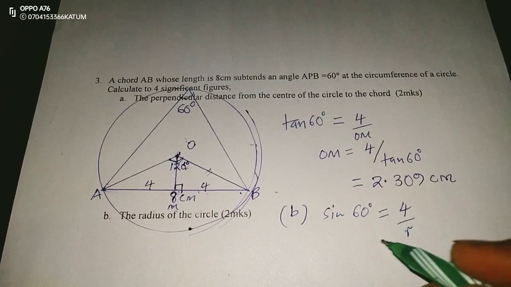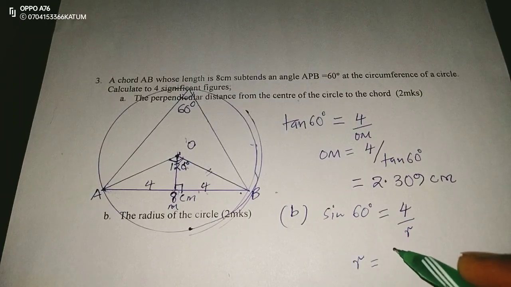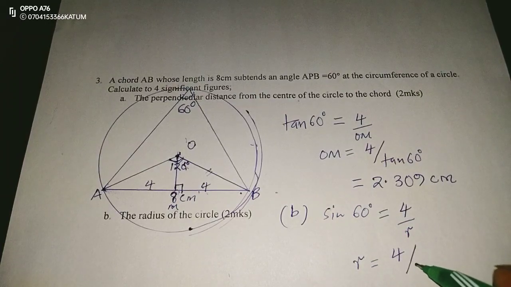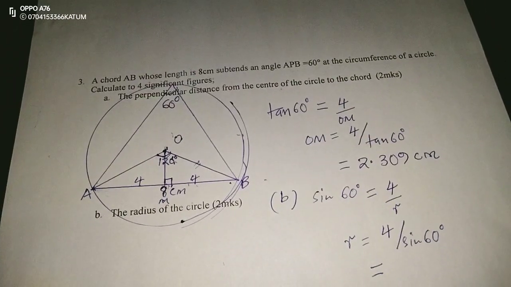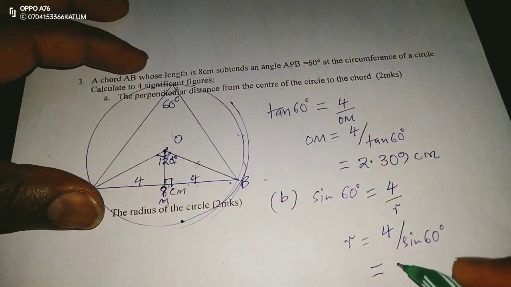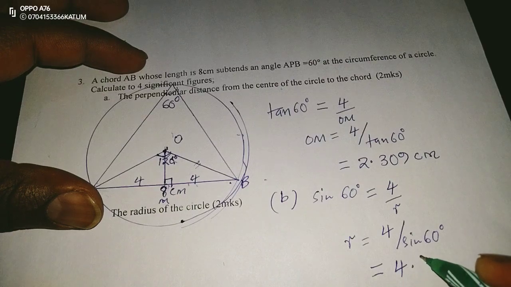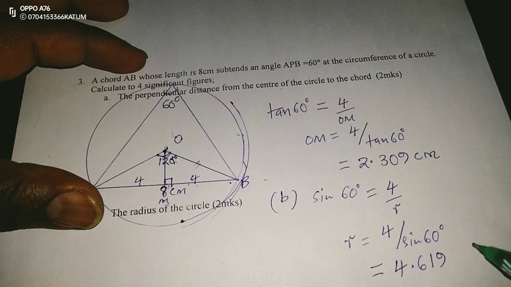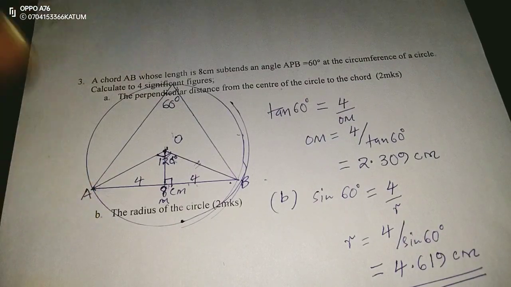So we can get R by simply taking 4 out of the sine of 60 degrees. So the radius to 4 significant figures will be given by 4 out of sine 60. This is going to be 4.6188. So 4.619 to make it 4 SF.